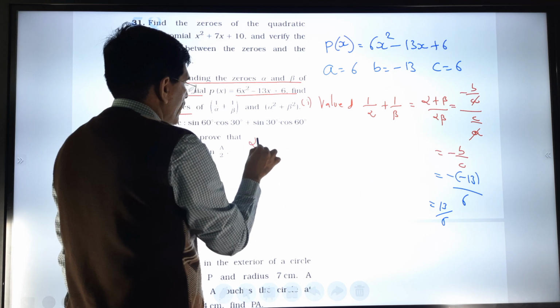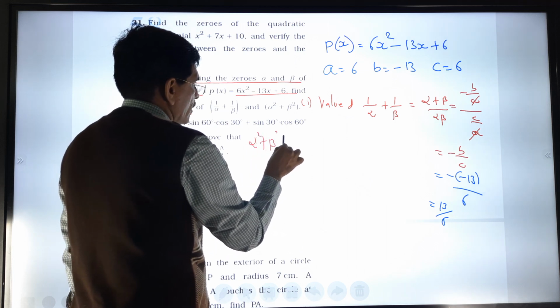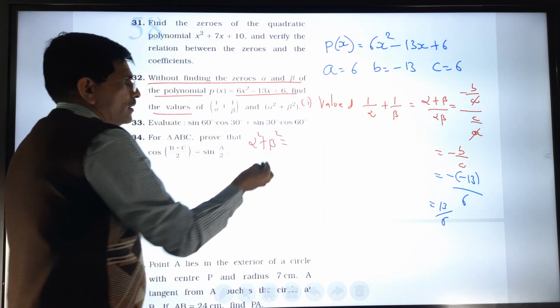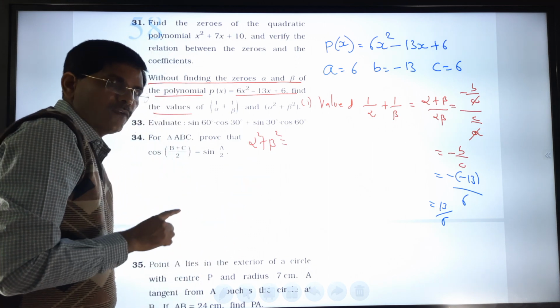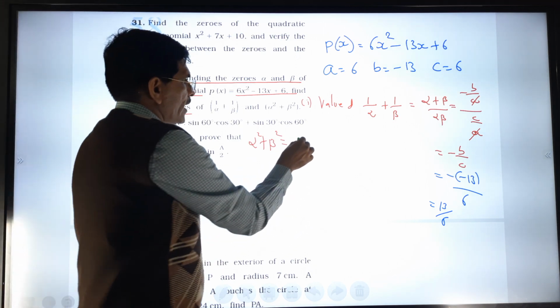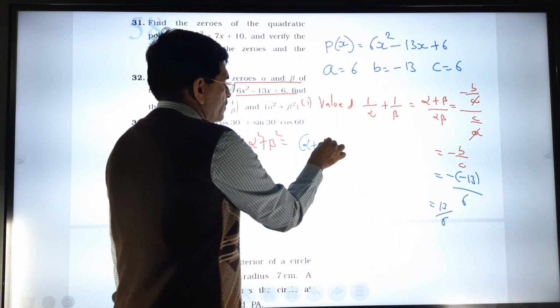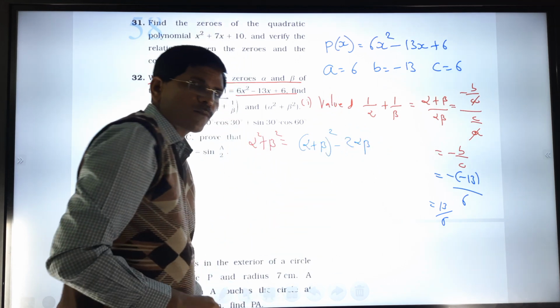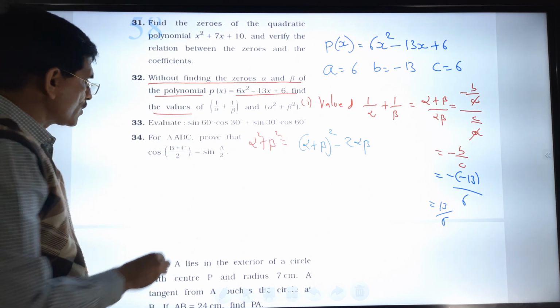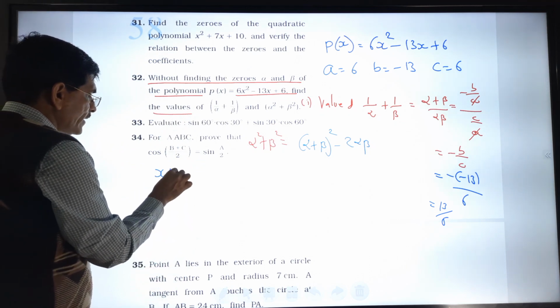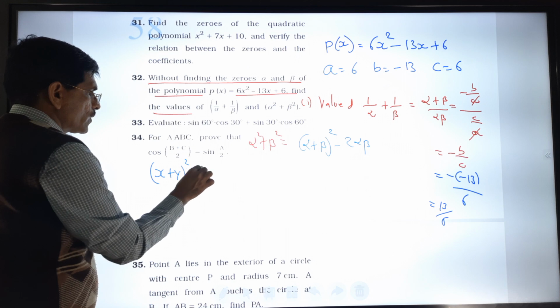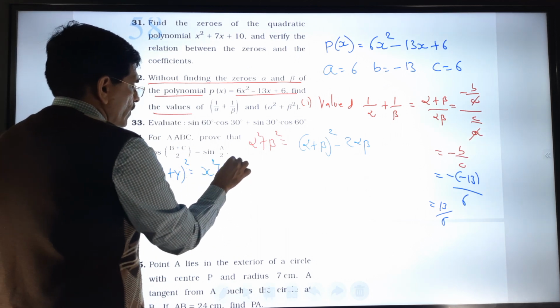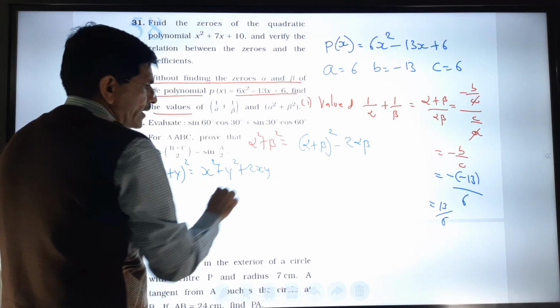Now alpha square plus beta square. Always remember, if I want to get the value of alpha square plus beta square, we have to write first alpha plus beta whole square minus 2 alpha into beta. Why am I writing like that? Because if you go by the identity, x plus y whole square is x square plus y square plus 2xy.